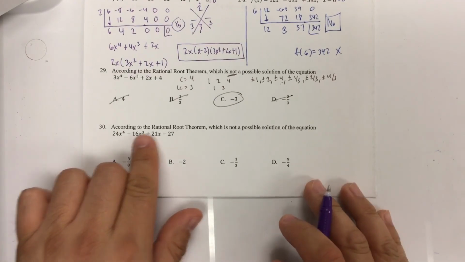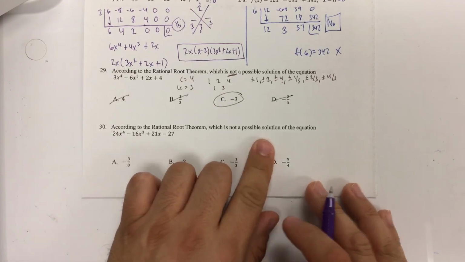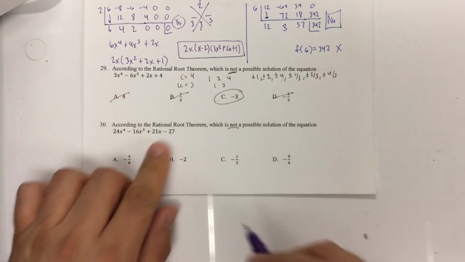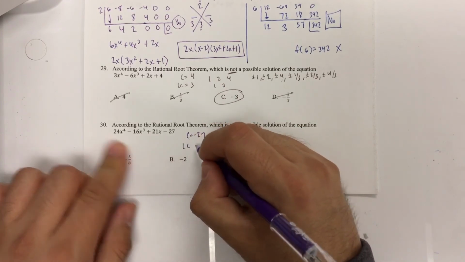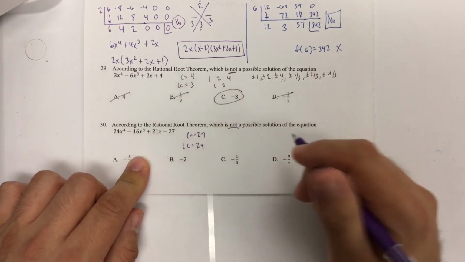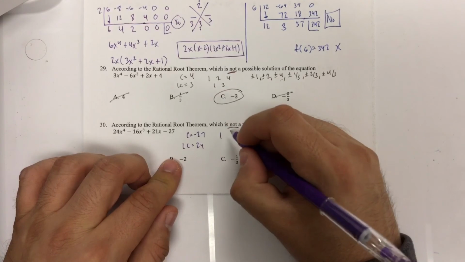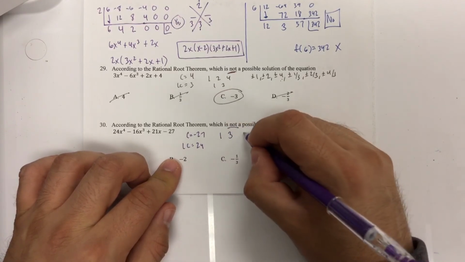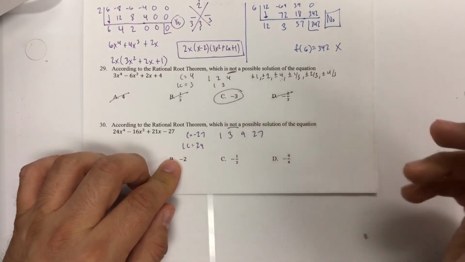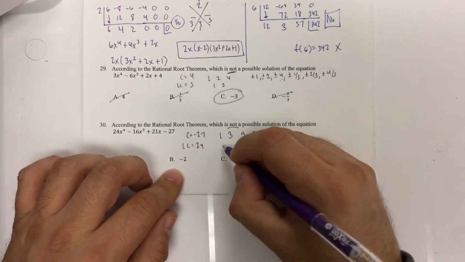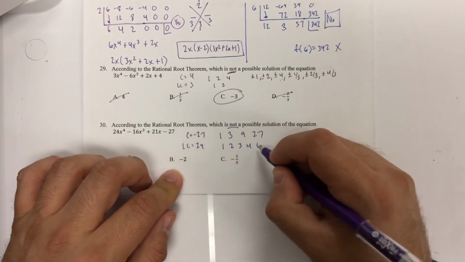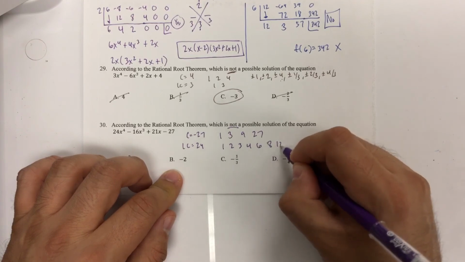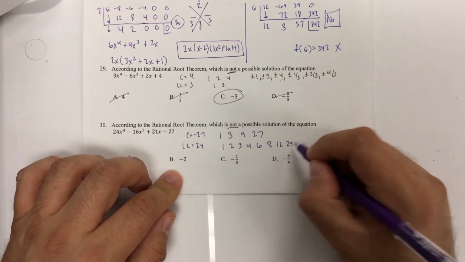Same thing, according to the rational root theorem, which is not a possible solution. So my constant term is negative 27. My leading coefficient is 24. So you see there's going to be a lot of factors here. So 1, 3, 9, and 27. So that wasn't too bad. For 24, we have 1, 2, 3, 4, 4 times 6, 3 times 8, 2 times 12, and 1 times 24. So that's quite a bit.